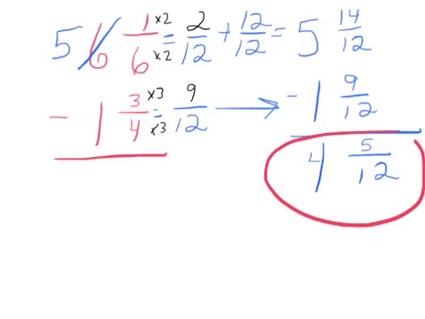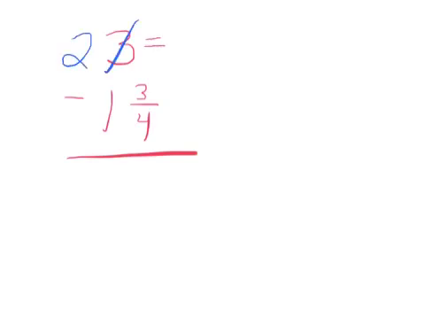No need to simplify. There's one more type of problem you might see, and it might look like this. 3 take away 1 and 3 fourths. In the case where you have a whole number as one of your values in the subtraction problem, I can't take away 3 fourths from nothing. So I am going to have to rename this fraction, but this is actually easy because all I have to do is take away one of these whole numbers and change it into a fraction that has the same denominator as my bottom mixed number.